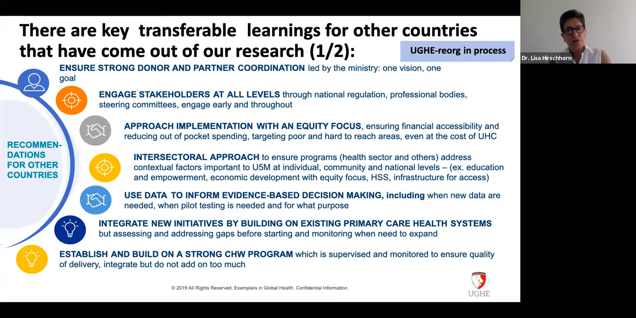Most of them had strong community health worker programs, but again, they really focused on not developing vertical programs, but on building on existing primary care health systems. Again, another lesson for us as we think about the COVID response. Next slide.